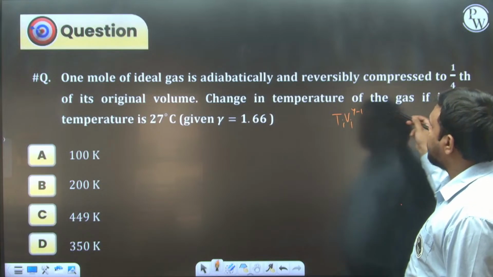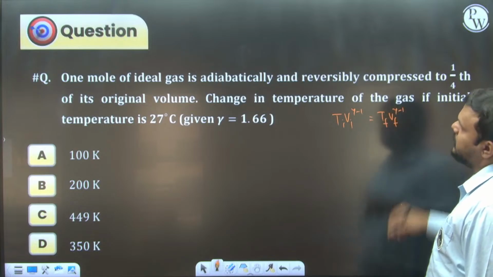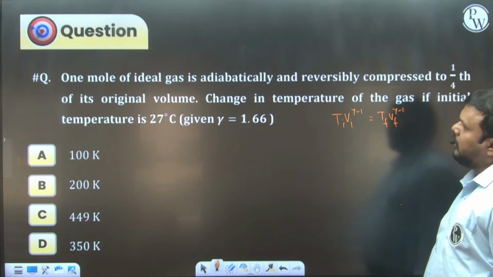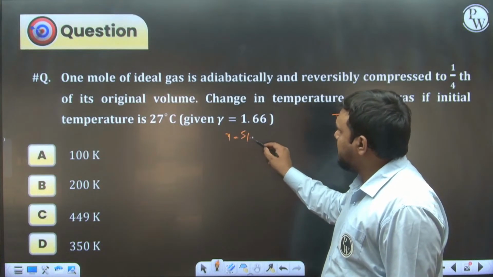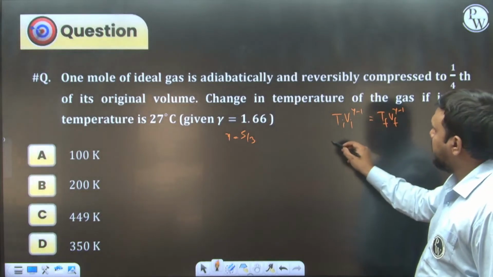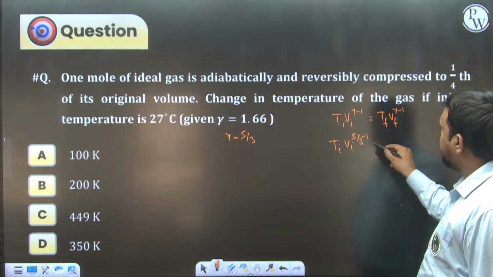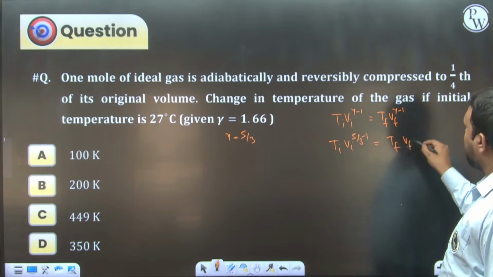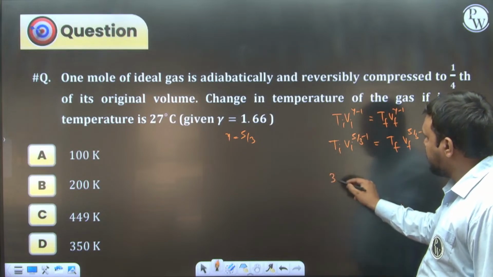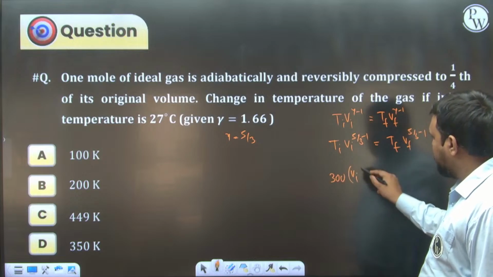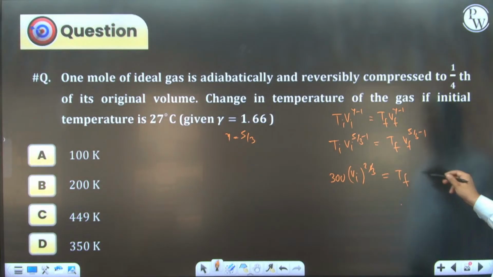I am writing down T initial V initial power gamma minus 1 is equal to T final V final power gamma minus 1. Okay. Over here they have given us the gamma value as 1.66. This is nothing but 5 by 3 only. So put the value 5 by 3. T initial V initial power 5 by 3 minus 1, which will be 2 by 3, is equal to T final V final power 5 by 3 minus 1, which will be 2 by 3. And the initial temperature they have given us is 300.